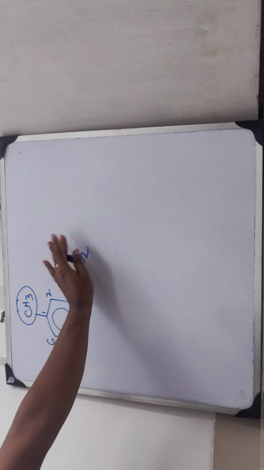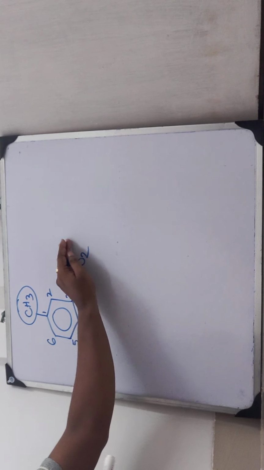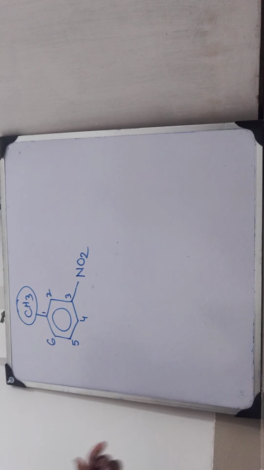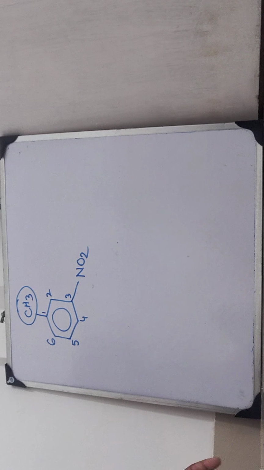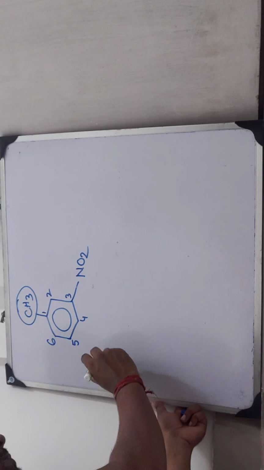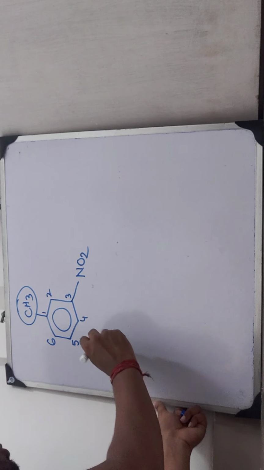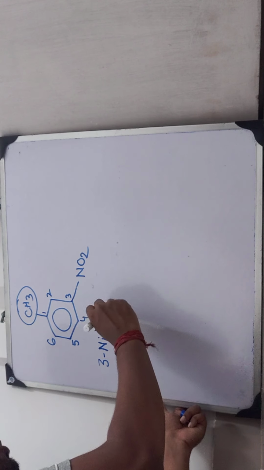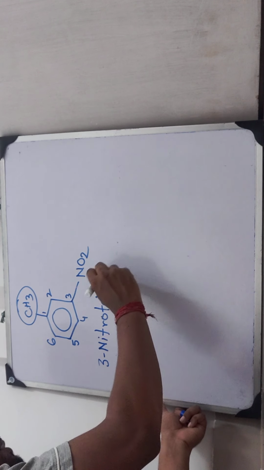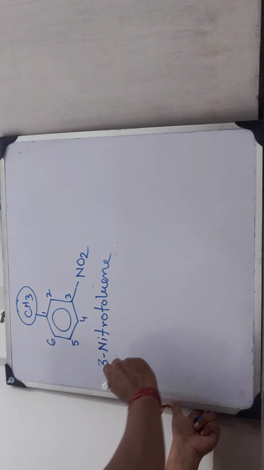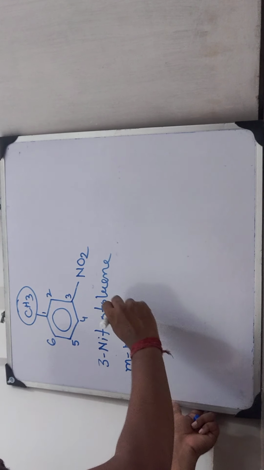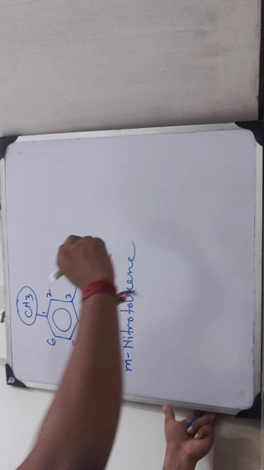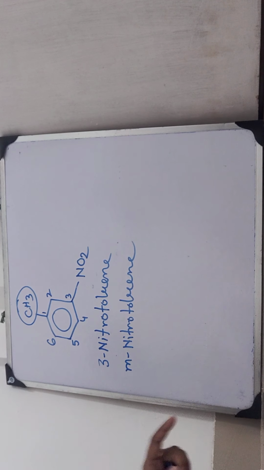If the nitro group wasn't there, we would call it toluene, right? So toluene is the basic name of it. Now we will have to add the name of nitro in position 3. So what will be the name? 3-nitro toluene. Simple. 3-nitro toluene, or you can write m-nitro toluene. What is the meaning of m? m for meta.